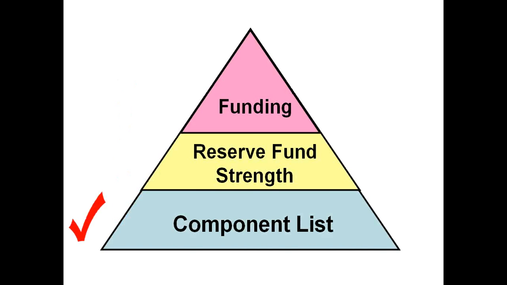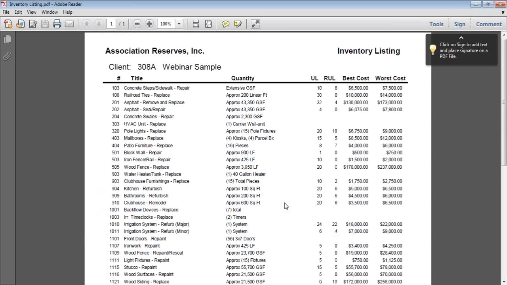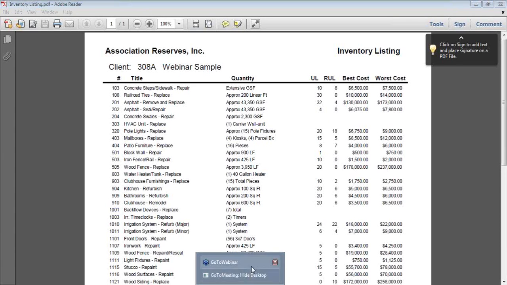And now let's go to looking at the component list that I established for this association. I'm going to exit out of the presentation and show you the component list. And here we have the component list for this association. I'm going to click a couple of things. There we go. I wanted to get my control panel back so I can make sure that you're seeing the same thing I am.